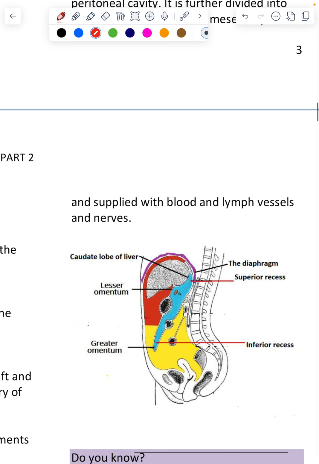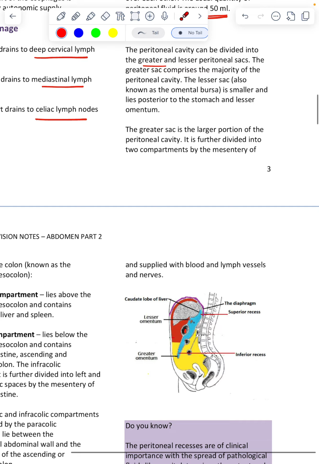This is the lesser omentum, this is the stomach, and this is the liver. This is the greater omentum, and behind this, the blue colored area is the lesser sac. Yellow is the upper abdomen. This is the total greater sac, with this part upper and this part lower.